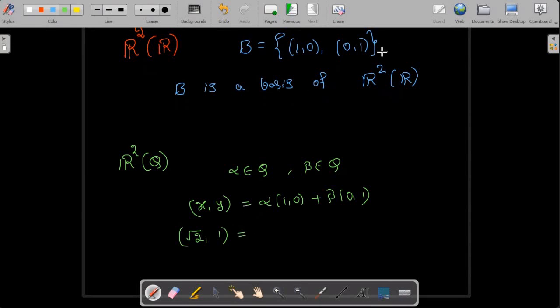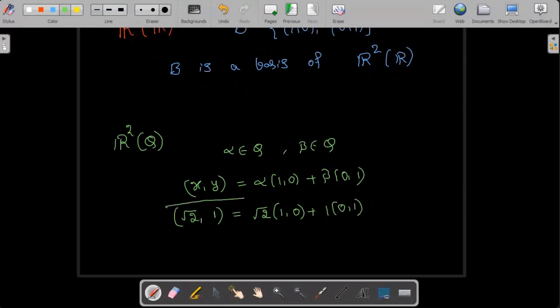We know this set is linearly independent. When the set is linearly independent, just now we observed that every element in the space which is generated can be uniquely expressed as a combination of these elements. Okay, and now if we want to write (√2, 1) as a linear combination of these two, it will be unique. And that combination is nothing but √2 into (1, 0) plus 1 into (0, 1). This combination only will give you this element (√2, 1).